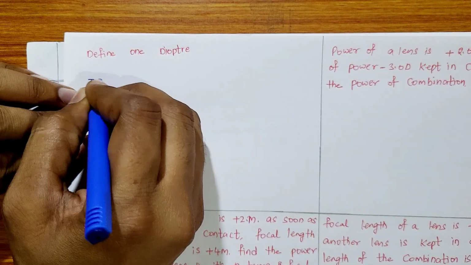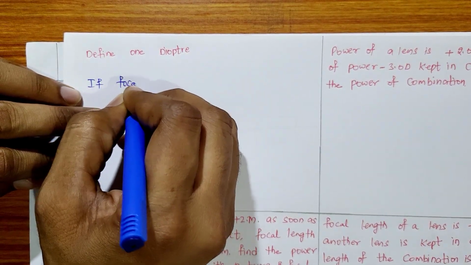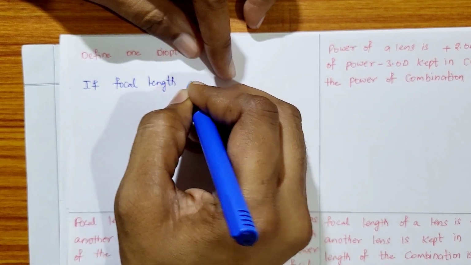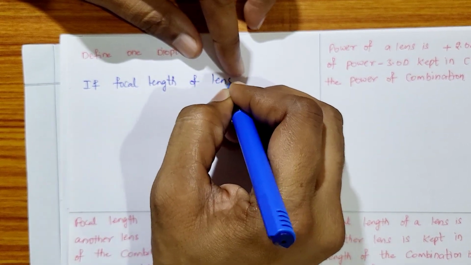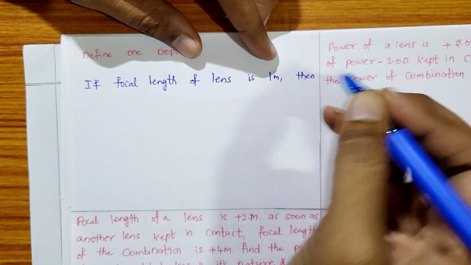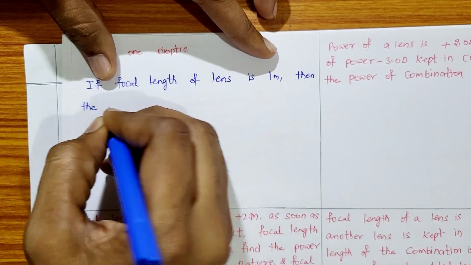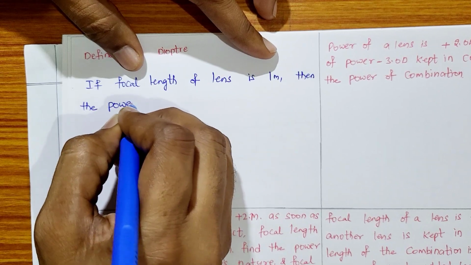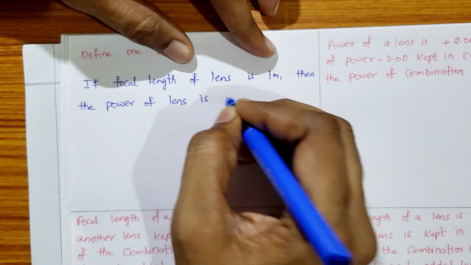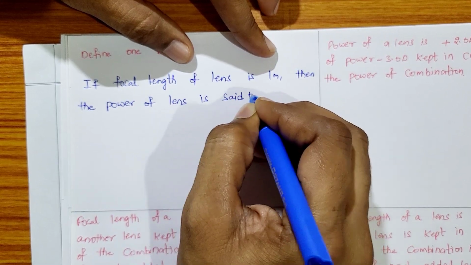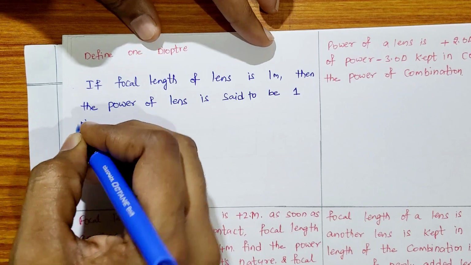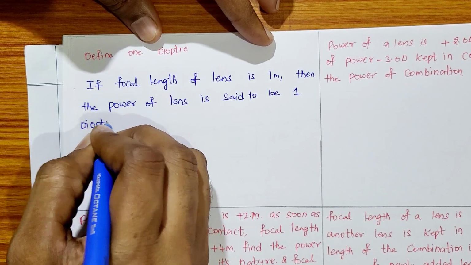If the focal length of a lens is 1 meter, then the power of the lens is said to be 1 diopter. Okay, understood. Now next question.